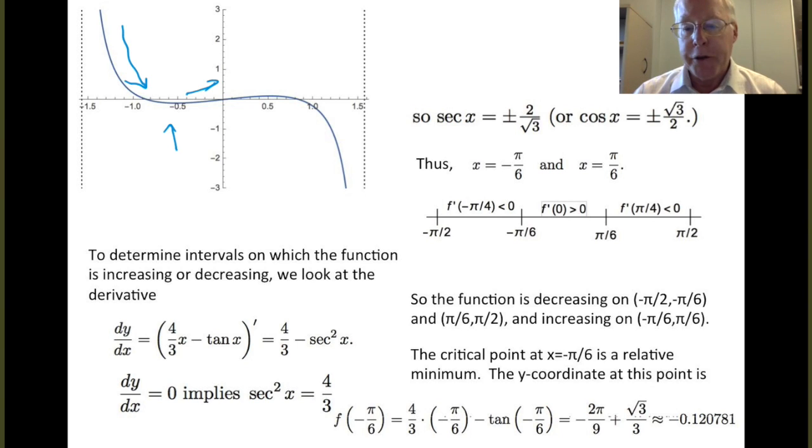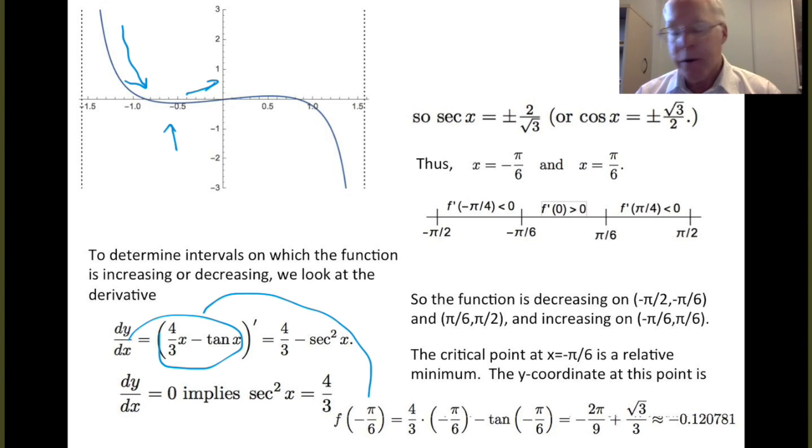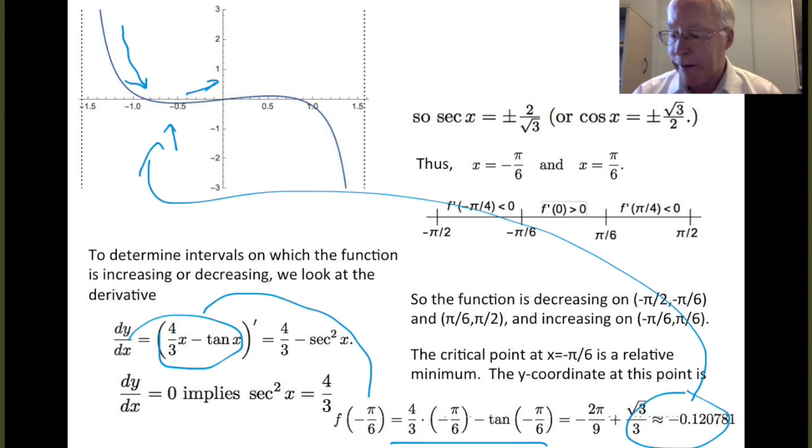It's often important to plot these critical points, so we now know the x-coordinate. To get the y-coordinate, we plug the critical number, minus pi over 6, into the original function, 4/3 minus tangent x. We've done that down here. Use the fact that tangent of minus pi over 6 is minus root 3 over 3, and that gives us a final value of about minus 0.12. So this is a small negative number, and of course that confirms what we see here about the low point being a little bit below the x-axis.